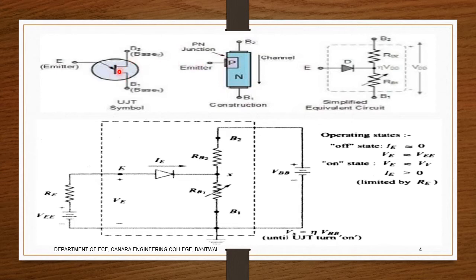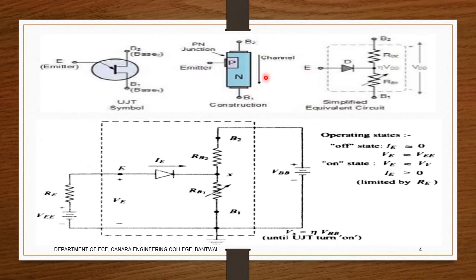It's like the same thing. This is B2, and this is base one, and the emitter is drawn this way. It's flowing from P to N type, so therefore it's flowing from the emitter towards B1. And since it is a transistor, the circle has to be represented here. So this is the UJT symbol, and this is how the UJT has been constructed.